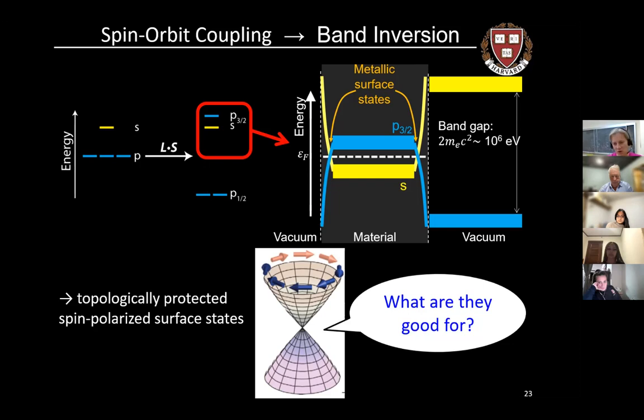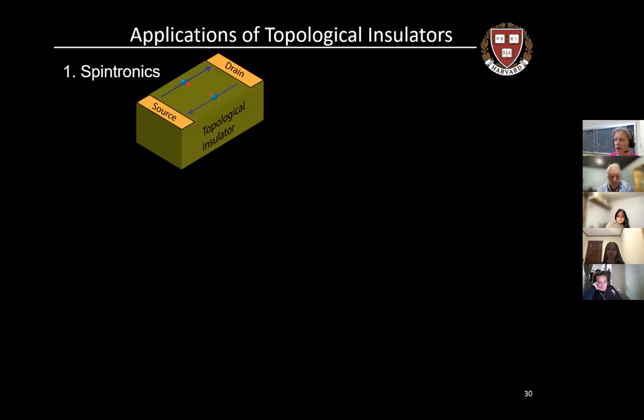So what is that good for? So now we have these conducting surface states that are spin polarized. And one thing that you can imagine this would be good for would be some kind of spintronics material, some kind of material where if you're sending a current one way, you know the spin of that current, and then you could use that spin polarized current to communicate information, to control another magnet, etc.